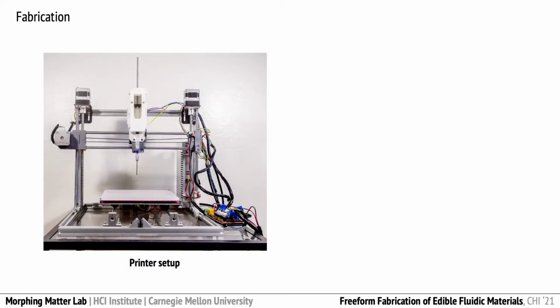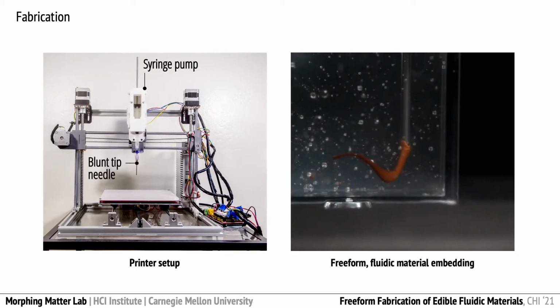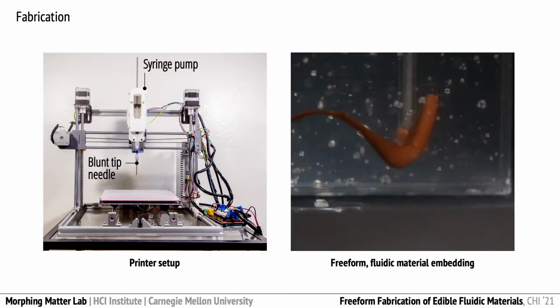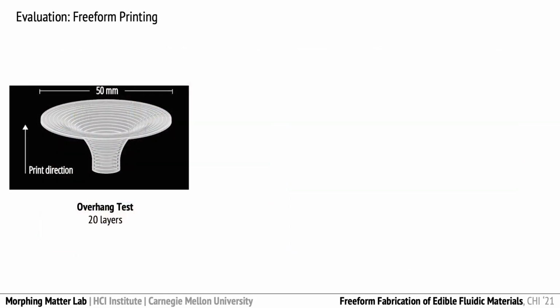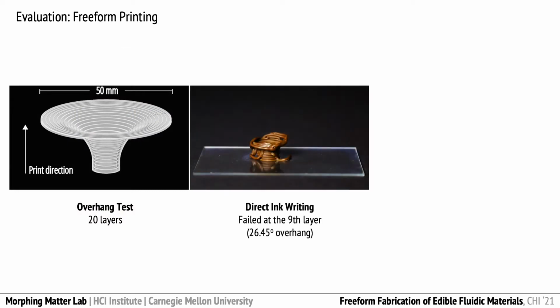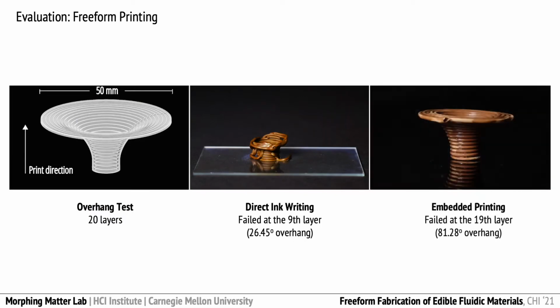We use a hobbyist desktop 3D printer in this work, which is outfitted with a syringe pump and a blunt tip needle to poke into the baths. The printer takes conventional G-code files as input, and it can create 3D objects with non-planar toolpaths. When creating freeform shapes, we found that where conventional printing methods fail to create a gentle overhanging slope, embedded printing can keep going without failure and produce an almost horizontal overhang.